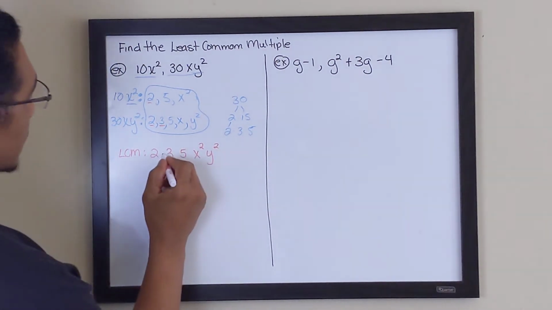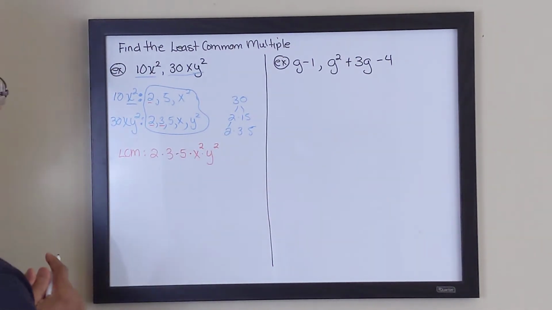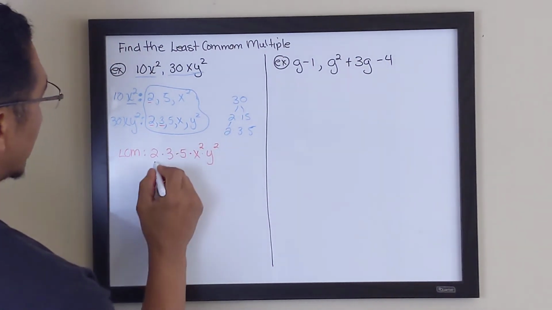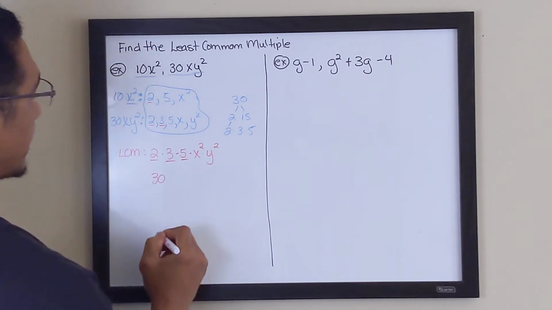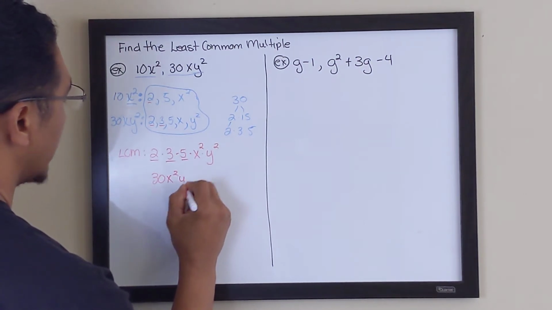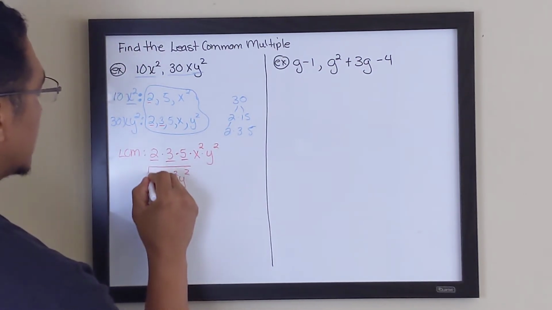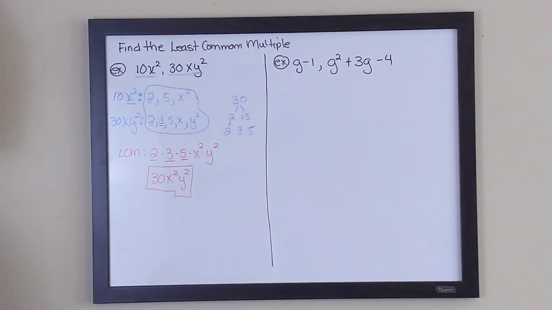To get our least common multiple, we multiply all these numbers together. So 2 times 3 times 5 is 30, and then x squared, y squared. So this is our least common multiple between these two monomials.